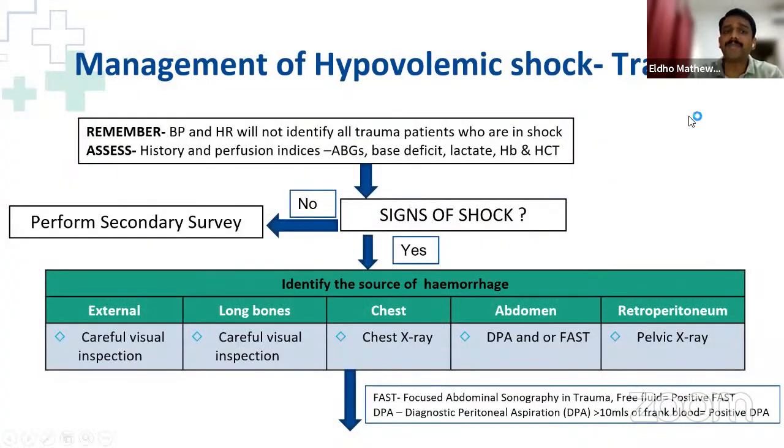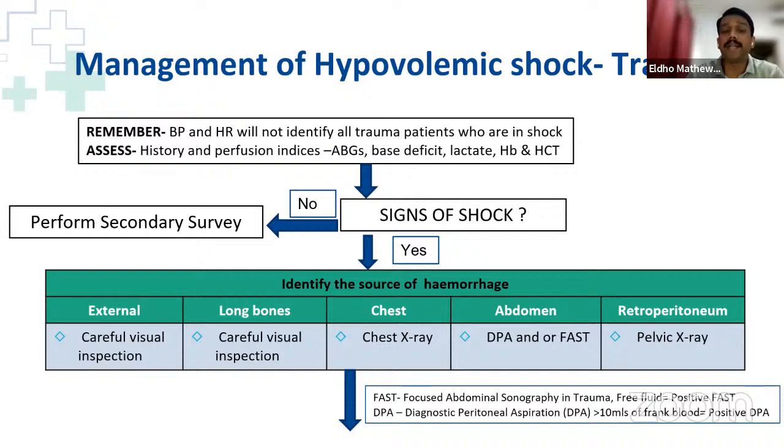So the BP and the heart rate will not identify all trauma patients who are in shock, which will be late. The BP and heart rate drop only after bleeding. So we should not rely on BP and heart rate, and we have to assess the patient history. What is the mode of injury, and the perfusion, saturation of the patient we have to check, and the ABG, the blood gas analysis, and base deficit, lactate, hemoglobin, and hematocrit.